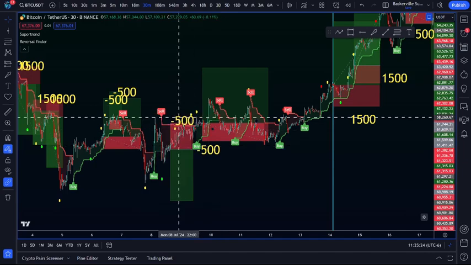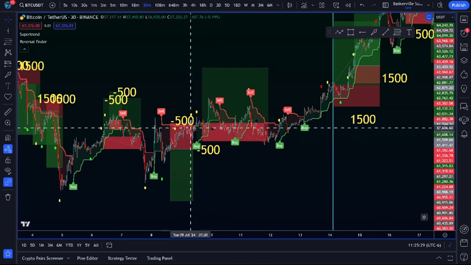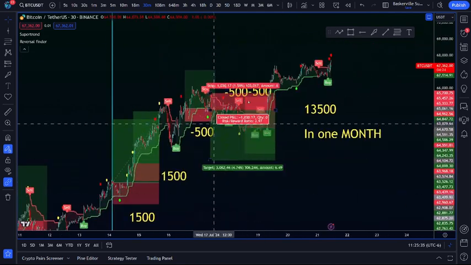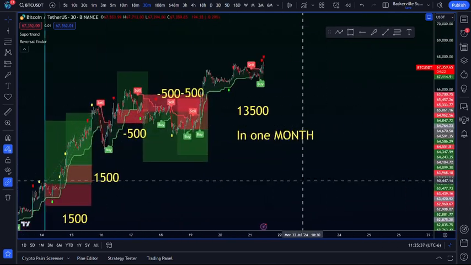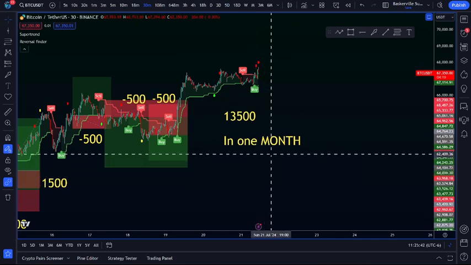So these two right here, I might not have taken those trades, right? If I had realized, okay, this is a flat market, let's wait till it breaks out. But then we have a breakout right here and you have some wins, right? A few losses here at the end, but all this adds up to 13,500 in 1 month backtesting. I had backtested it almost exactly a month.